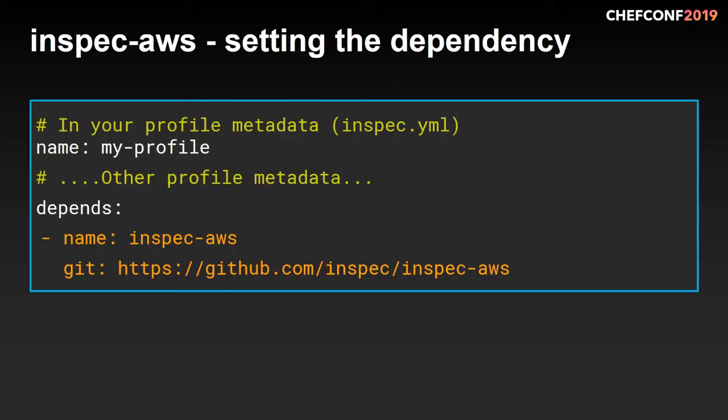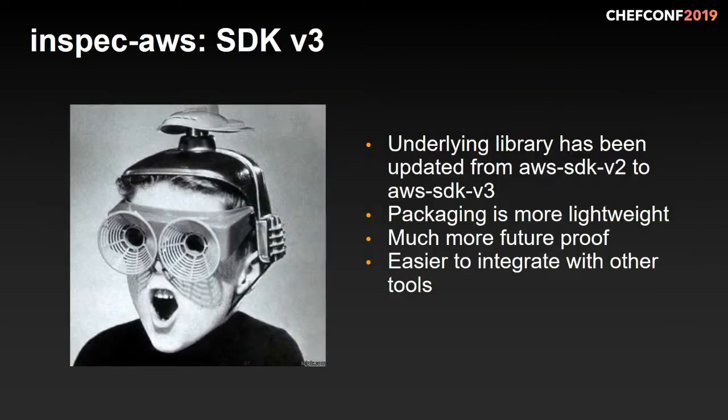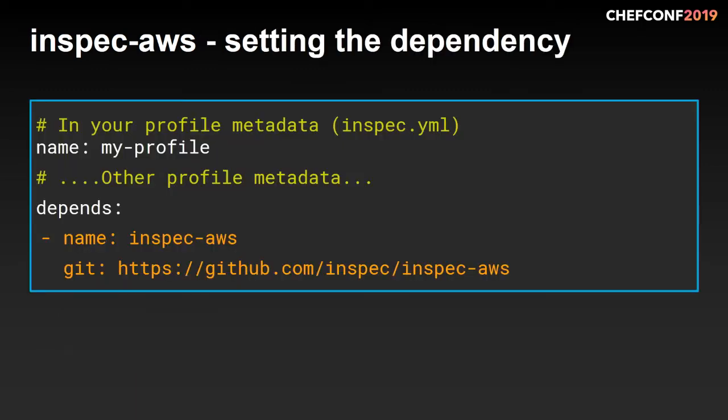So how would you go about doing this? Just kind of how you're all used to with using the profile metadata. You just do a depends with your inspec-aws and with the URL, and there you go. And if you're in an air-gapped environment or you want to carry around everything, you're going to want to use inspec vendor to pull it all in. So you can package it up.